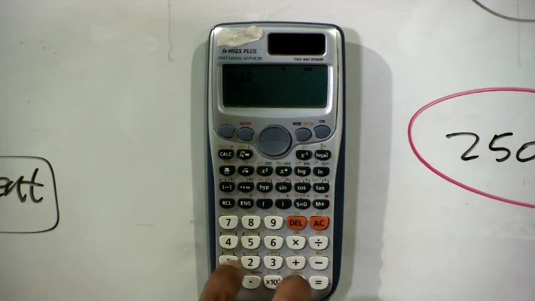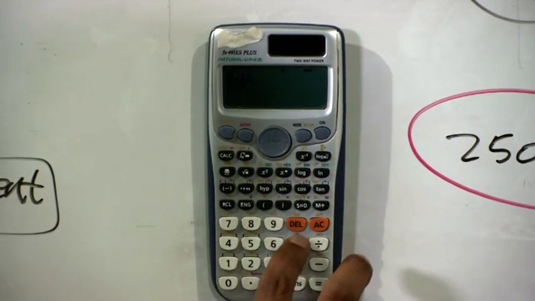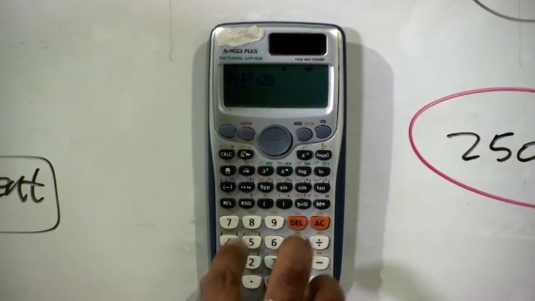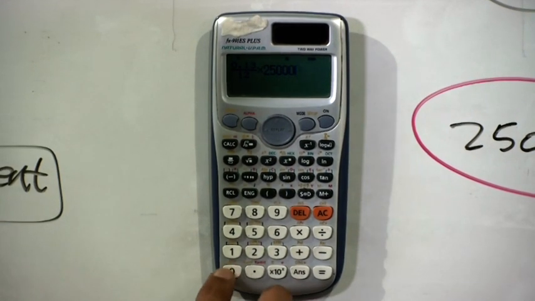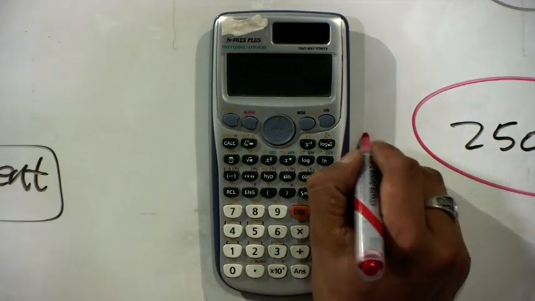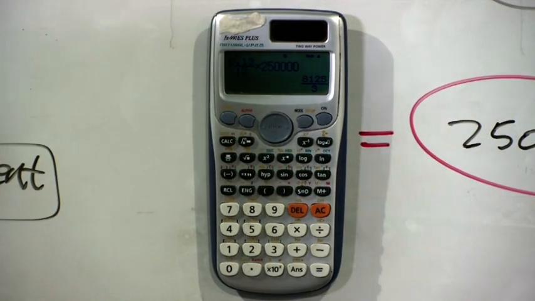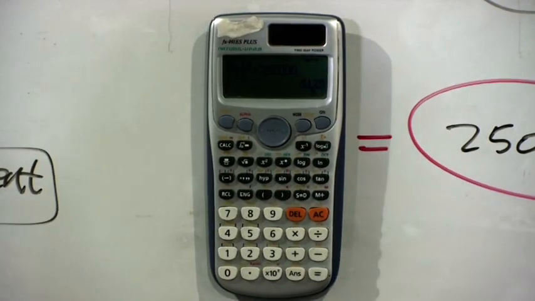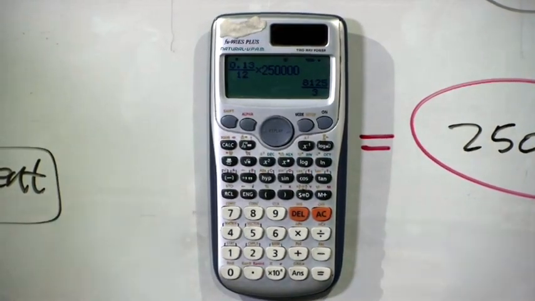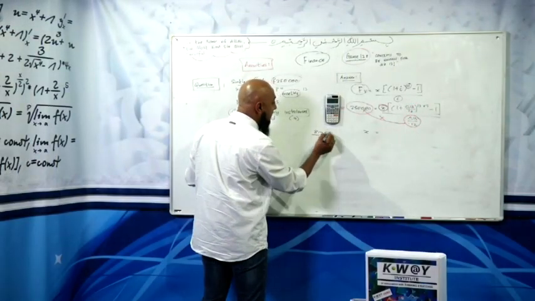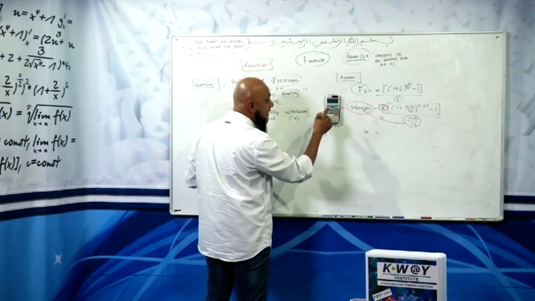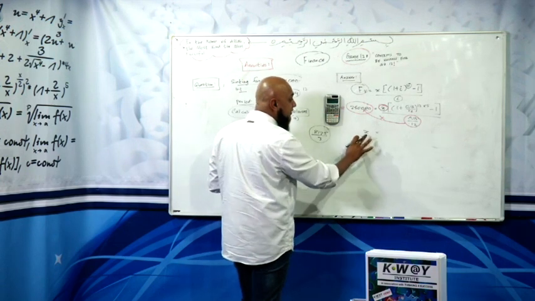0,13 over 12. Go to the side, multiplied by 250,000. Boom. Press equals, and you get an amount of 8125 over 3. That's what your calculator should tell you. Don't clear, don't do anything else. That's not your final answer.